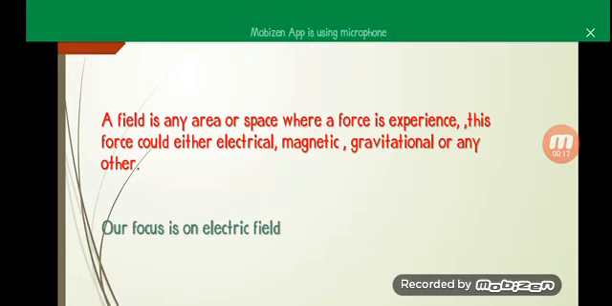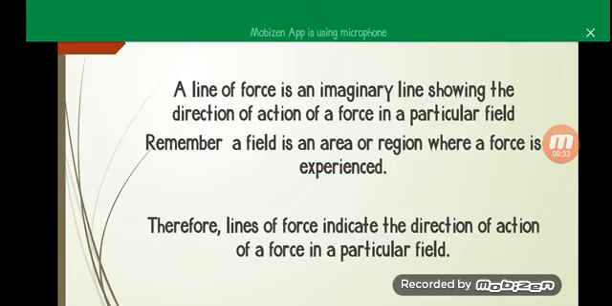Now, this force could either be electrical, magnetic, gravitational, or any other. There are actually many kinds of force on earth, but we're dealing with science, and we're dealing with a specific kind of force. So, a line of force is an imaginary line showing the direction of action of a force in a particular field. Now, let me explain what that means.